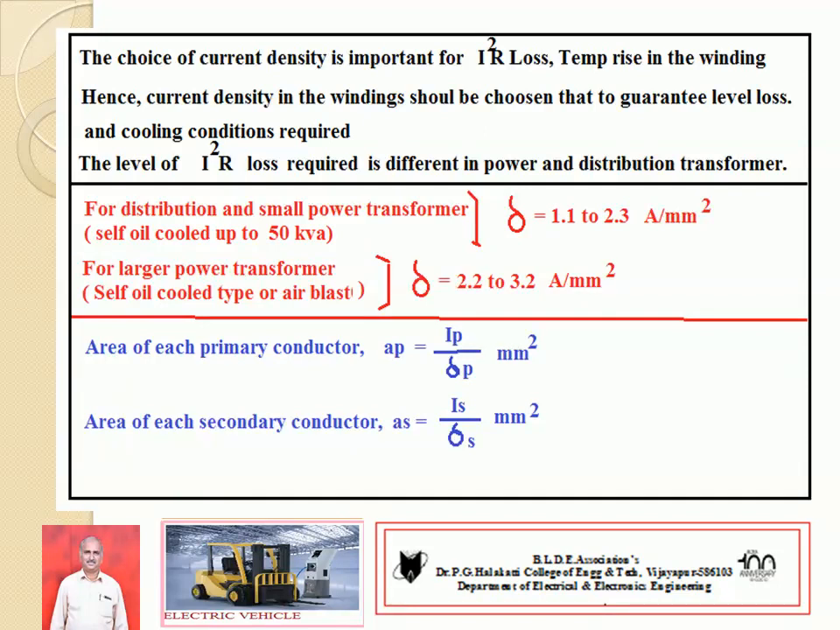Then after assuming the current density, the cross sectional area of the primary conductor AP equals IP divided by the respective current density, the primary current density. Now the current density is in amperes per millimeter square, so we get the area in millimeter square. Similarly, for the secondary winding conductor AS, the same thing, with the respective current density, and the answer should be in millimeter square.